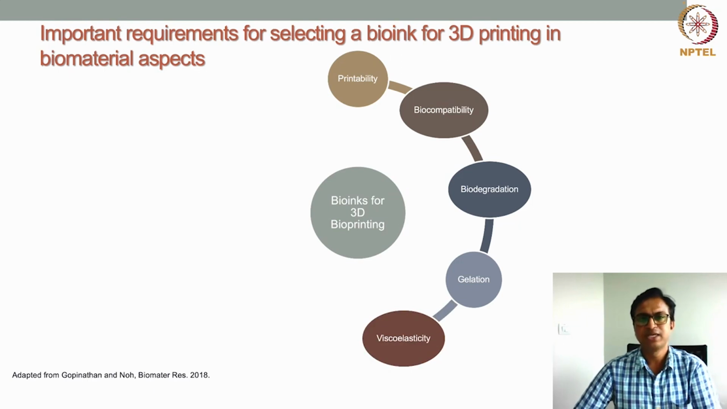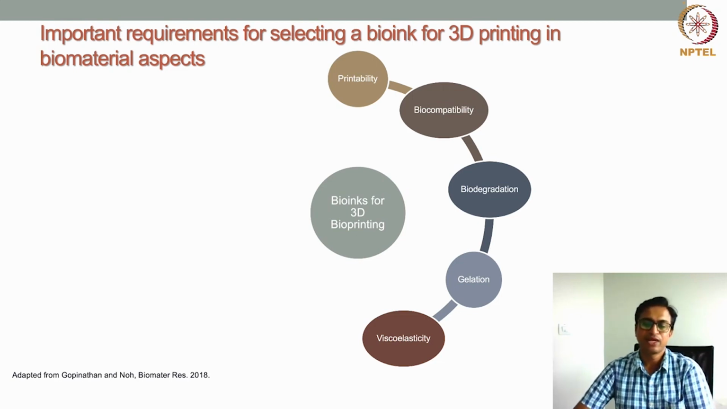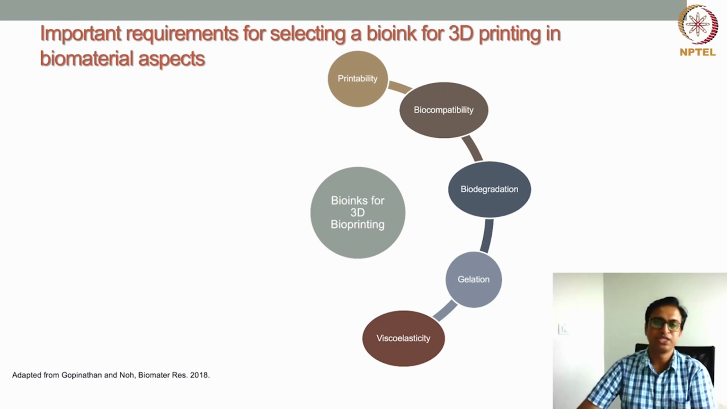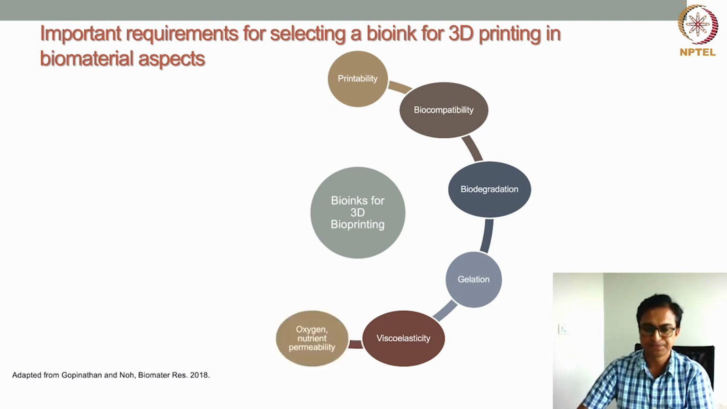Then we have discussed that most of our soft tissues, or even some hard tissues, are viscoelastic in nature, right? So they have both viscous and elastic properties. Accordingly, whatever materials we use for bioprinting should have this viscoelasticity. Biomaterials should possess both the viscous and elastic behavior, and then they can be used for bioprinting of certain tissue structures.